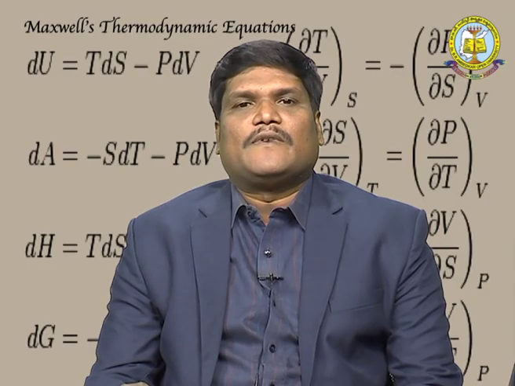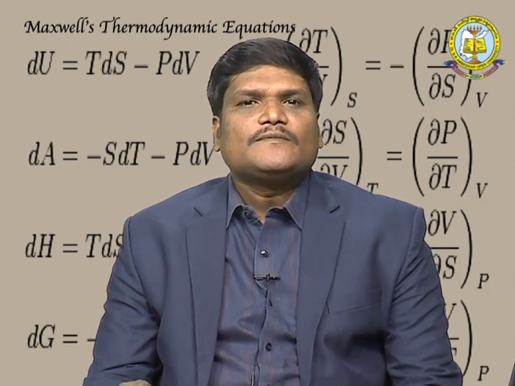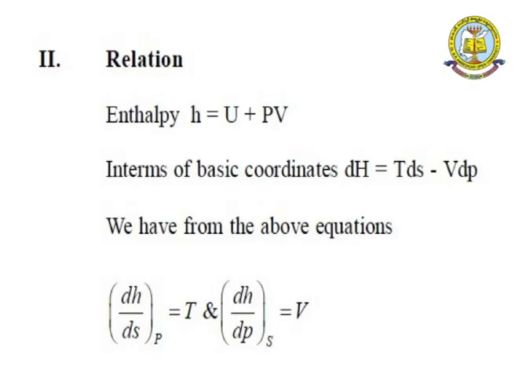So this is the other form. Next, enthalpy, by considering H equals U plus PV. In terms of basic coordinates, dH equals dU plus PdV plus VdP. Okay, by substituting the dU value, TdS minus PdV, some cancellation takes place.